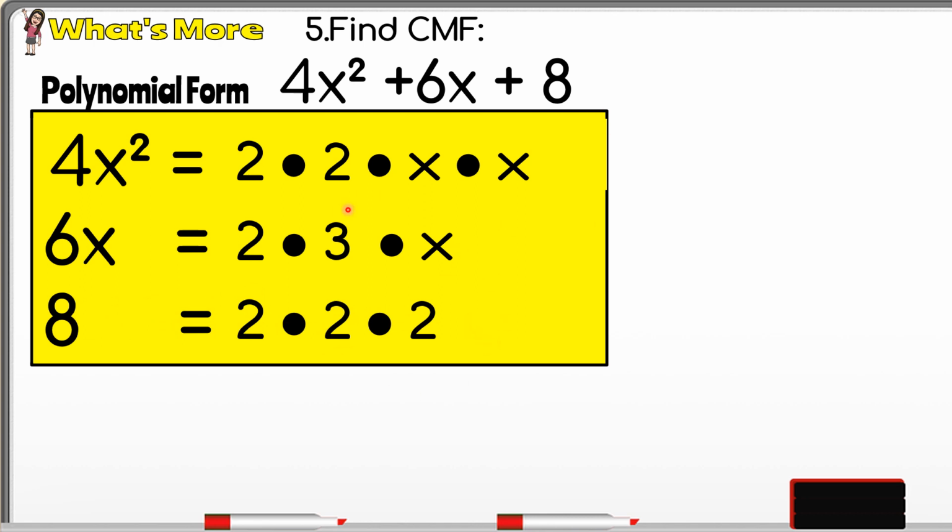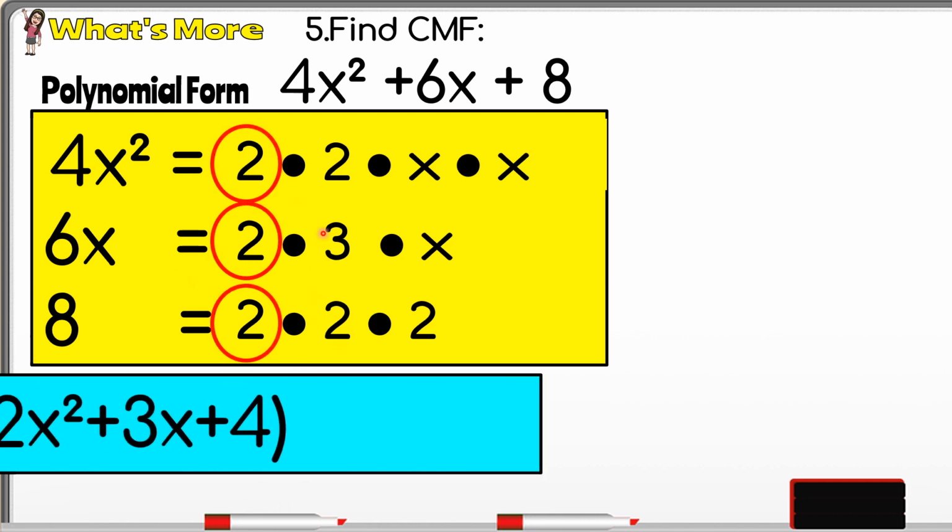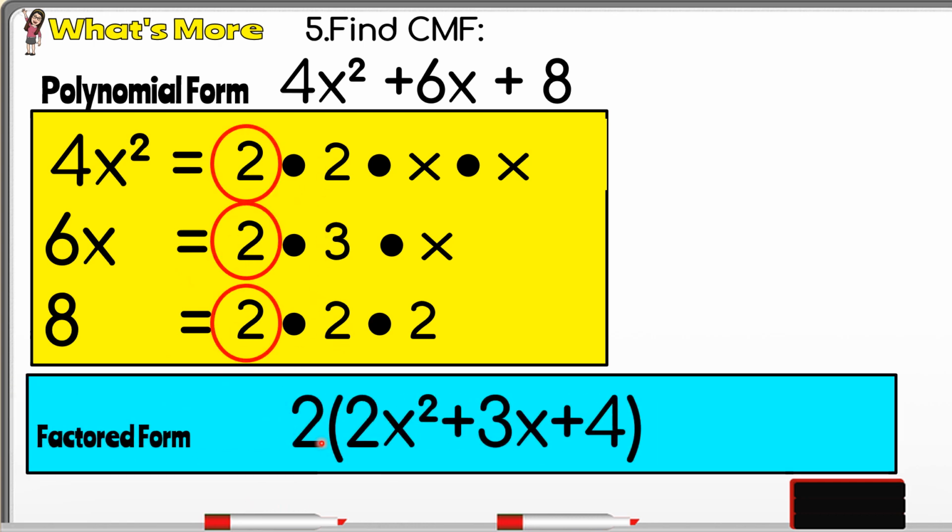Then, after that, you need to find the common factors with these 3 terms. Kailangan po yung parehas sa kanilang tatlo. Hindi pwedeng parehas lang sa kanilang dalawa. Okay? Encircle natin yung parehas sa kanilang tatlo. So, that is 2. Therefore, 2 is the CMF. And the terms inside the parentheses are the remaining factors of each term.